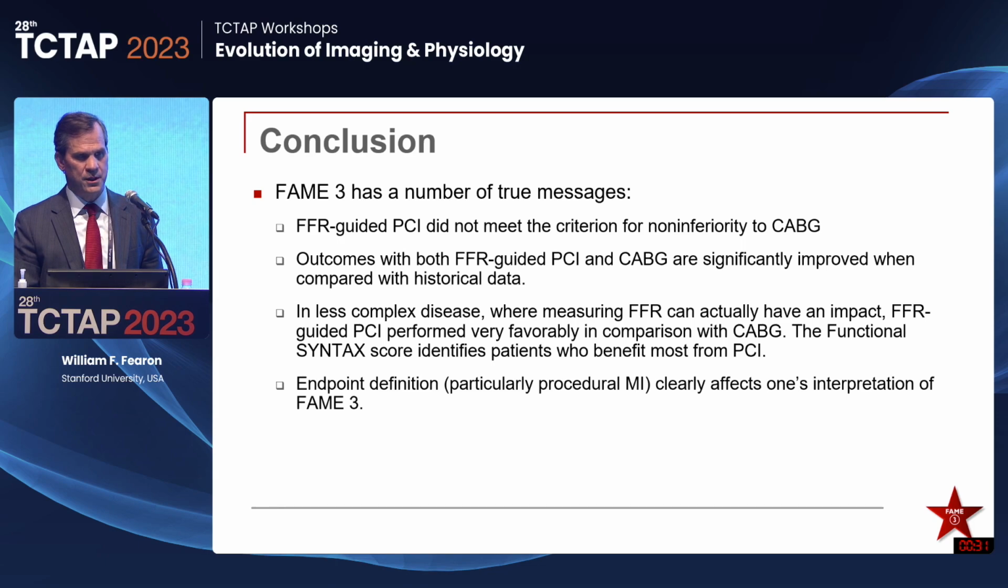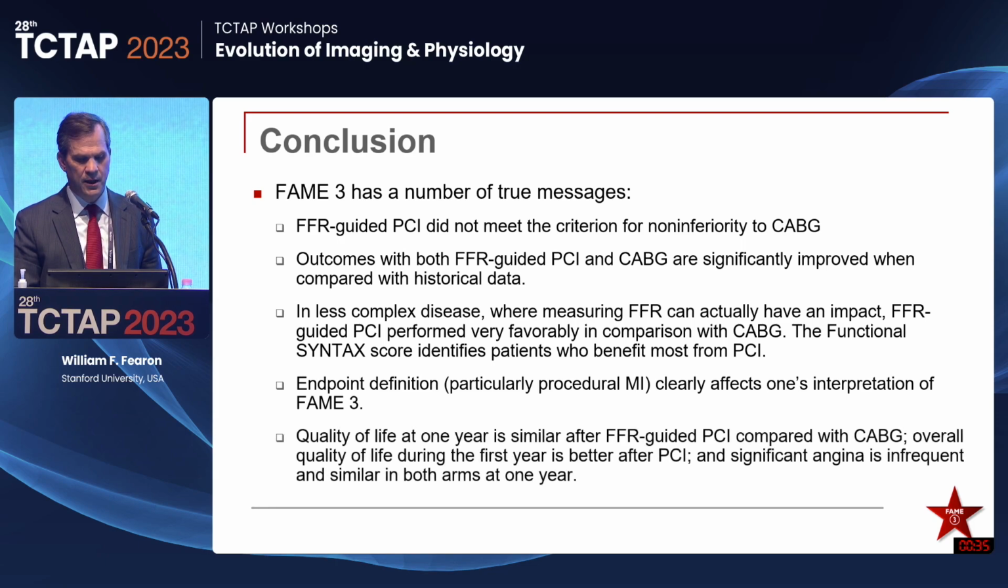Endpoint definition, particularly procedural MI, clearly affects one's interpretation of FAME3. And finally, quality of life at 1 year is similar after FFR-guided PCI compared with CABG. Overall quality of life during the first year is better after PCI, and significant angina is infrequent and similar in both arms at 1 year.